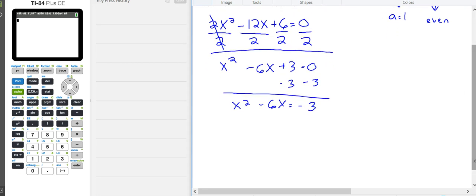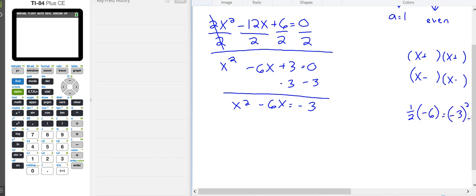We want to make the side of the equation with the x's, in this case the left-hand side, into a perfect square trinomial, which means it would be x plus something times x plus the same thing, or x minus something times x minus the same thing. To do that, we're going to take 1/2 of the b term. The b term in this case is negative 6. The b term is the coefficient of the x, so 1/2 of negative 6 is negative 3.